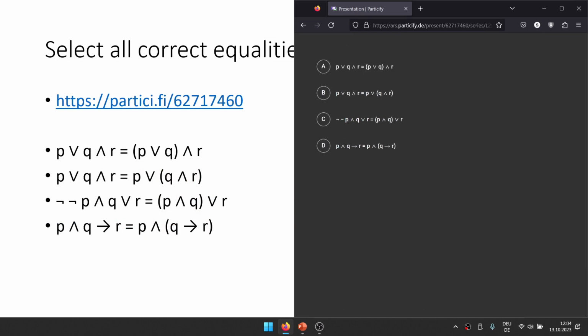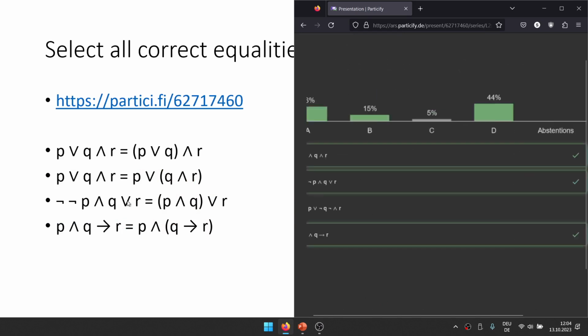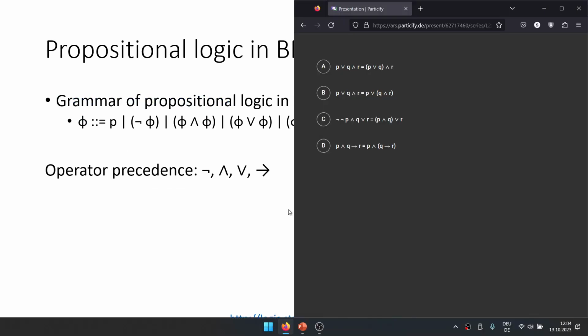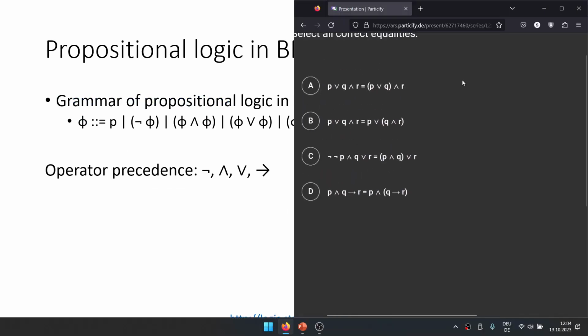Maybe I should put the previous slide. So the order of the operators. So let's maybe do the first one together. Here we have P or Q and R. So now on the right side, it is written with parentheses around the or. This would only be correct if the or is really binding stronger than the other operator afterwards, right?